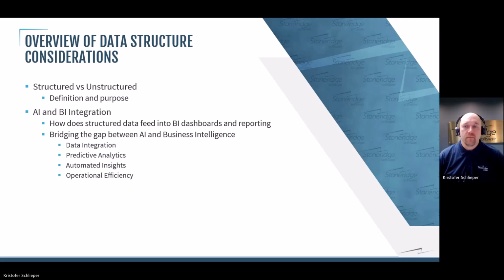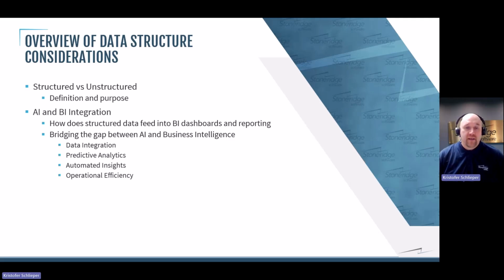So how do we bridge that gap between our AI and BI data? Well, we do it first through data integration. AI can process large amounts of unstructured data, and that can then be used to integrate with our structured data, which is what BI is best at. So that can give us a better and more complete view of our business because we have that integrated unstructured and structured data.